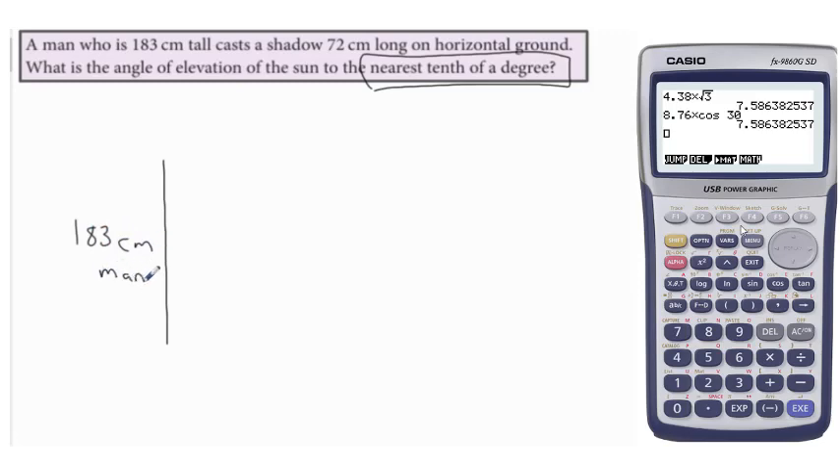Then I'm going to draw the shadow, and it says it's on horizontal ground, so I'm going to draw it like that. Make sure it's sort of relative to the 183, so it's going to be a bit less than half, so that's probably not bad. 72 cm. The man we're assuming is standing up straight, so he's vertical. We've been told the ground's horizontal. That's the ground. It's the shadow on the ground.